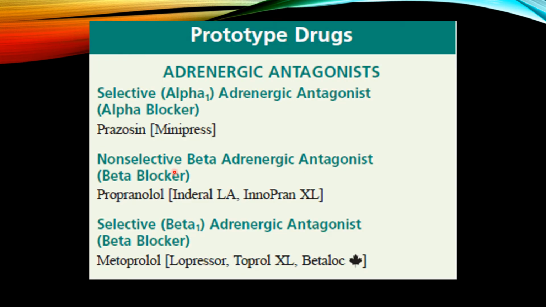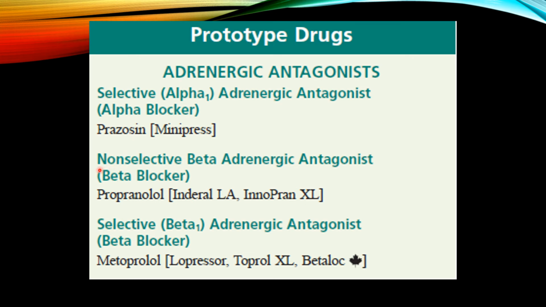So we have here the prototype drugs for the adrenergic antagonists. We have the selective alpha-1, meaning it only functions on the alpha-1 adrenergic receptors. Here we have prazosin. So this is an alpha blocker.